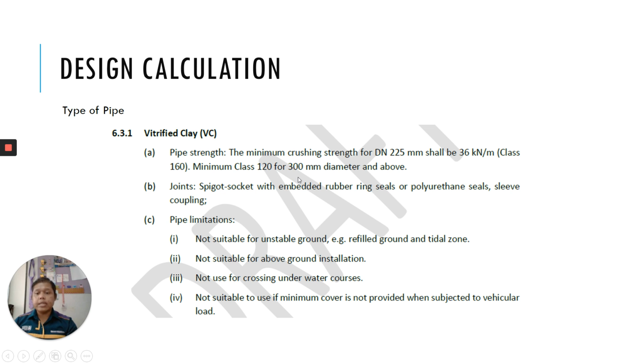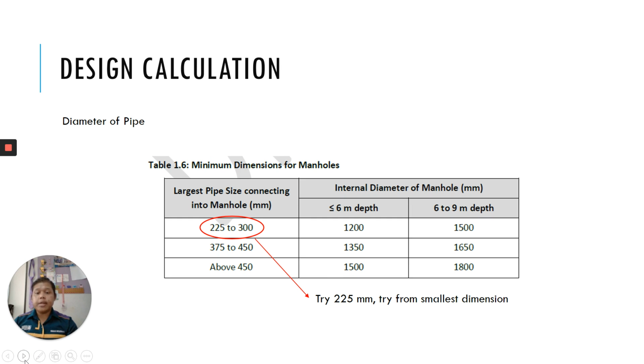So what is the size? Okay, how about the joint, and then the suitable criteria for choosing this pipe. Okay, so this is the pipe diameter. Please try to start your pipe diameter from the smallest one, which is 225 millimeter. If it is not suitable because the discharge rate is higher, you may change to the bigger size. So we have to check this pipe diameter in order to design the sewerage. In my case here, I'm using 225 millimeter. Try from the smallest dimension.